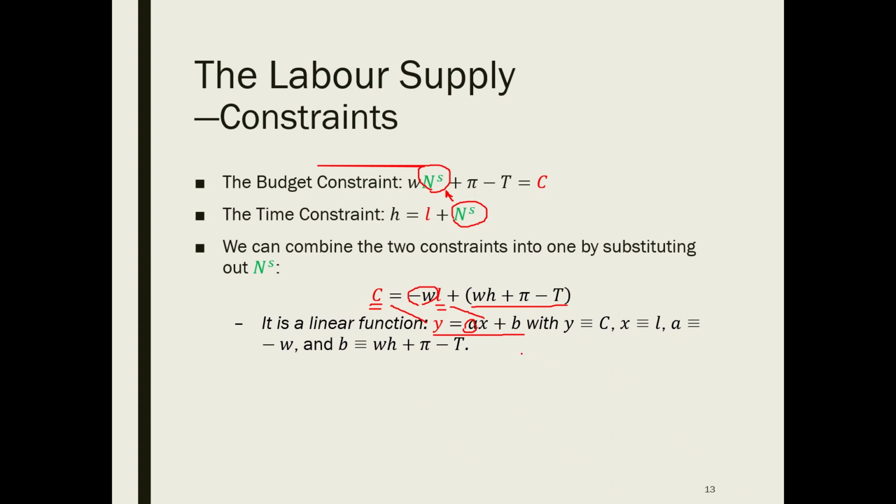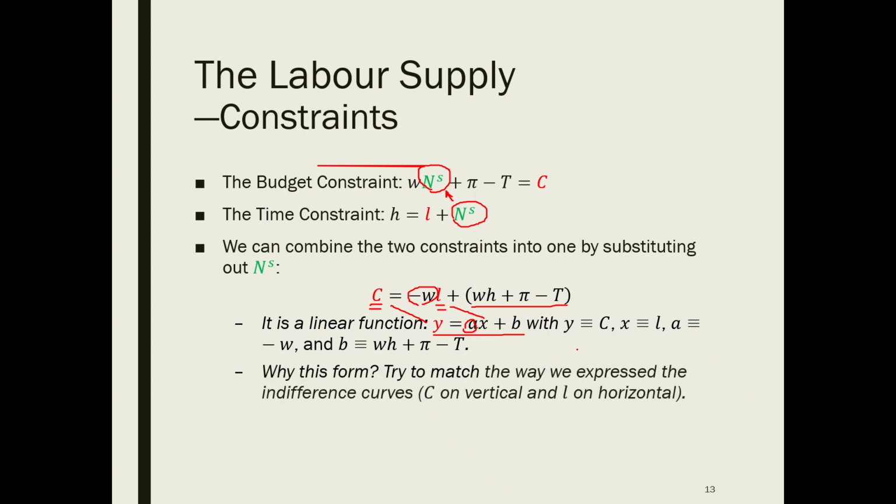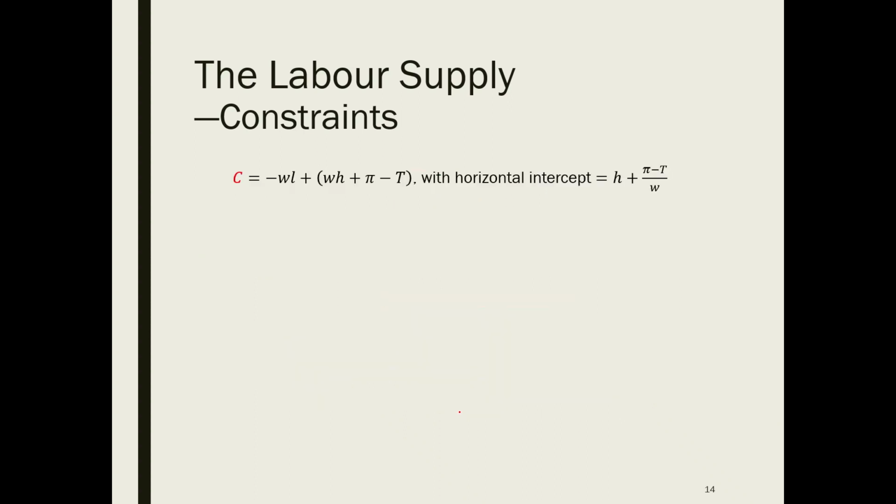In fact, C and L are both endogenous variables, but we have to pick one as the vertical axis variable and the other as the horizontal axis variable. By convention, C is the vertical, but in principle you can use L on the vertical if you really want to. We can draw the combined constraint in the CL coordinates.